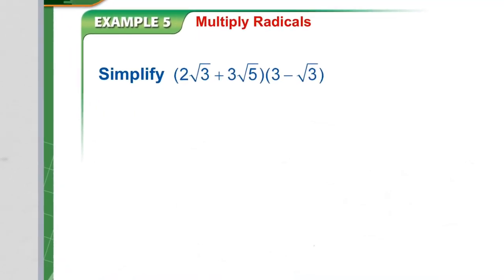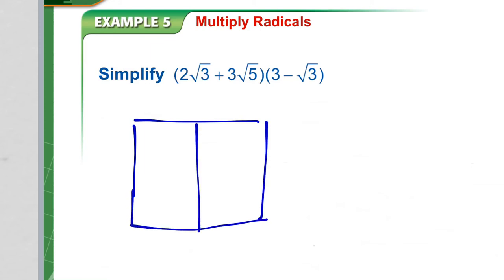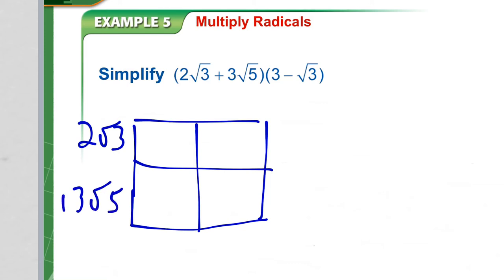What you are to notice on this problem is we have a 2-term expression times a 2-term expression. So we are going to have to go ahead and do the box. Let me draw out the box here. Or if you prefer, you can definitely FOIL. It'd be the same thing. I just like the box. So 2 square root of 3, remember that is 1 term. And then 3 square root of 5, and it was a plus sign. And then we have 3, and then a minus square root of 3.